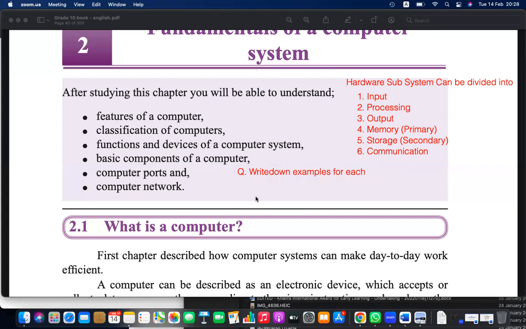What are the input devices? You can send the answers in chat first. The hardware subsystem can be divided into these, and you can send me the answers in chat. Send your answers quickly. What are the input devices? What are the processing devices? What are the output devices? This is a very simple question, right? A grade 6 question. I'll give you 1 minute for each, so 6 minutes for everything. Send me the answers in chat.